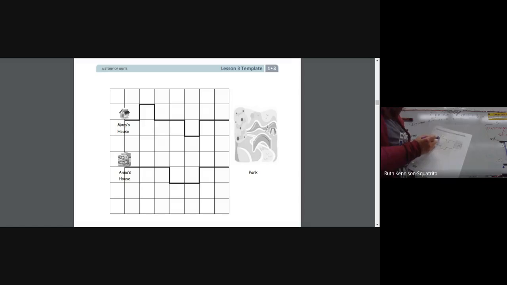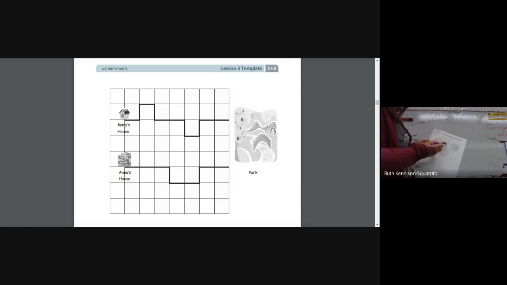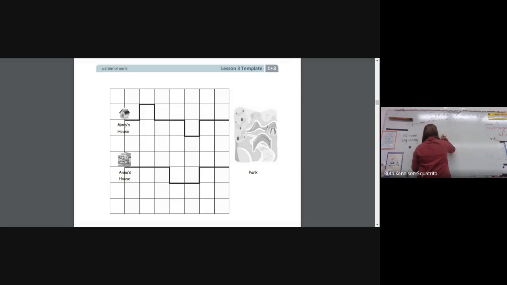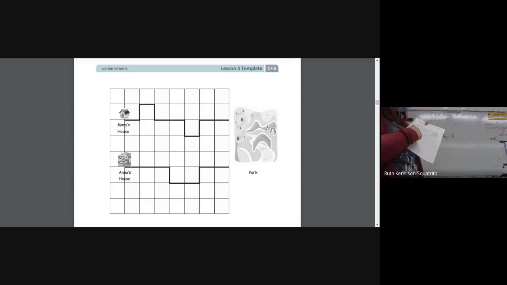So 1, 2, 3, 4, 5, 6, 7, 8, 9, 10, 11. So we counted 11 for Mary. So Mary, we got 11 lines. Okay, 11. All right, now let's count Ann's. Okay, hold on. 1, 2, 3, 4, 5, 6, 7, 8, 9.